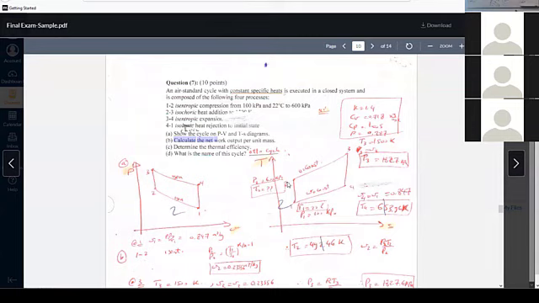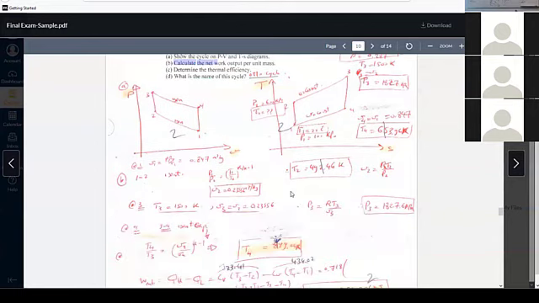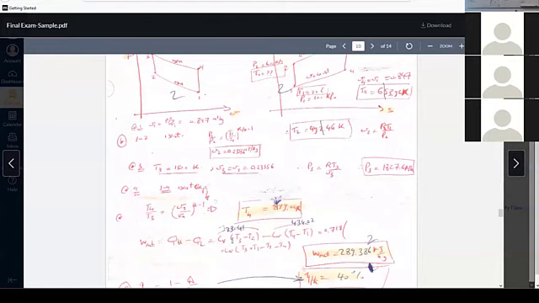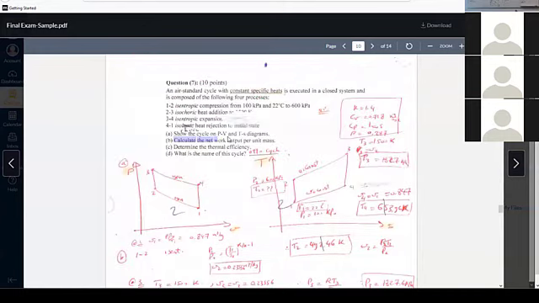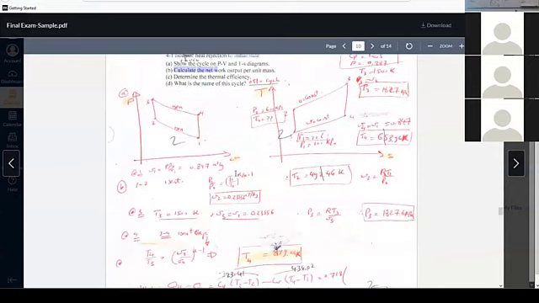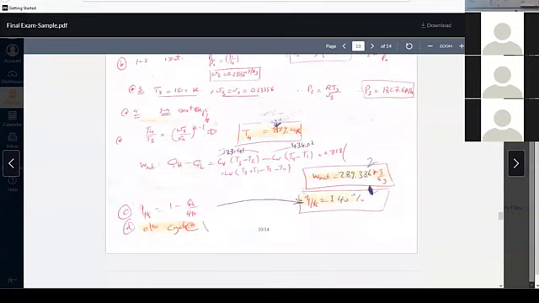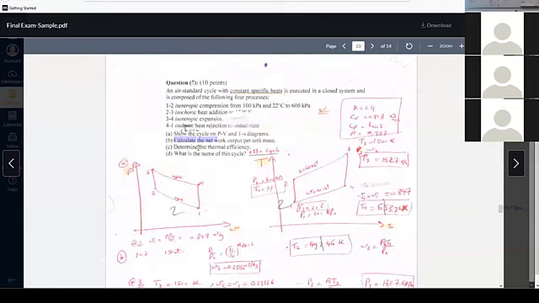Why CV, guys? Because this is a closed system. Q minus W equals delta U. At the expansion, Q is 0, but W equals delta U. The same here, W equals delta U, which is CV delta T for a closed system. So you can get Q high, you can get Q low, you can get W net. It's the second required. The third, the efficiency, 1 minus Q low over Q high. And this cycle is an Otto cycle.